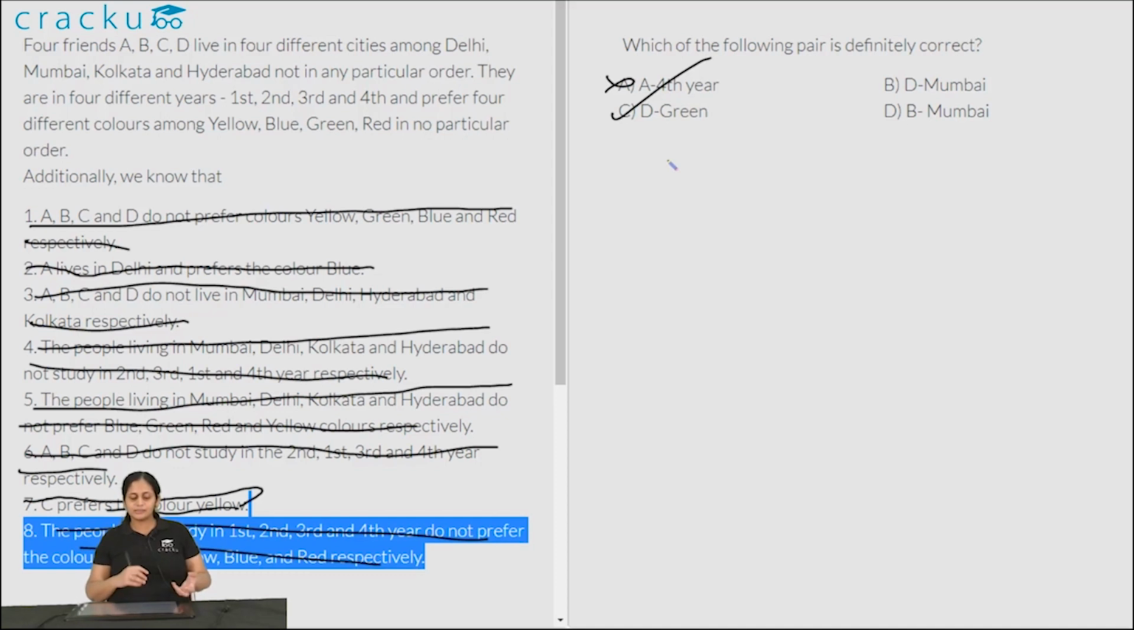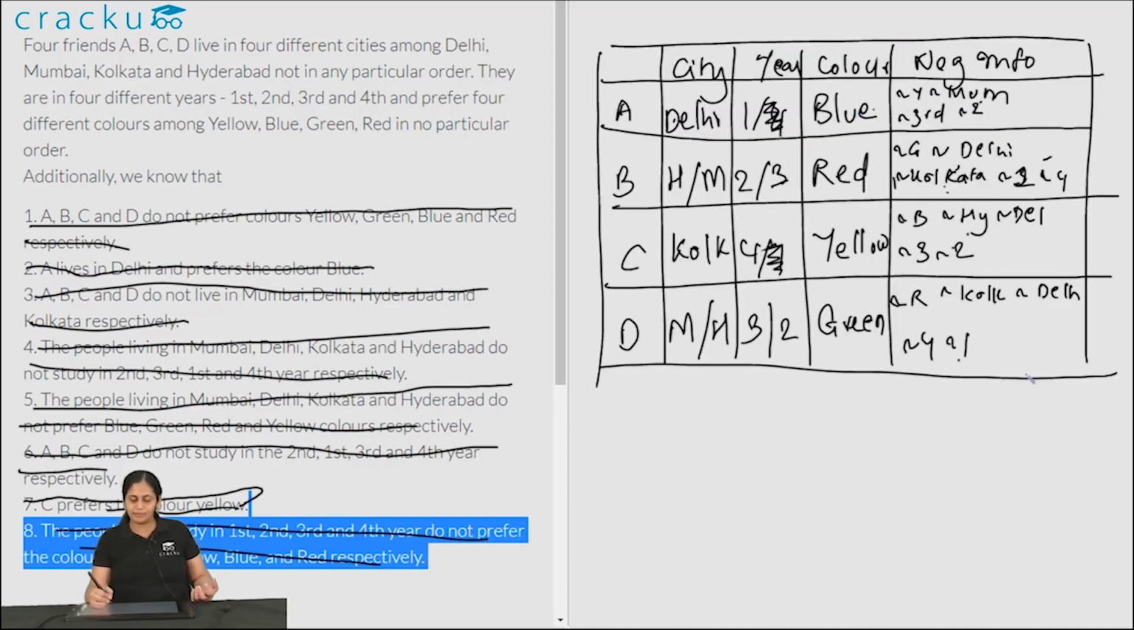So as you could see, this is how we solved the set. Once we made this table, it became trivially easy to answer all the questions that were there in the set. This is a typical Einstein's puzzle. Once you start placing information, it becomes easier to understand where all information should go.